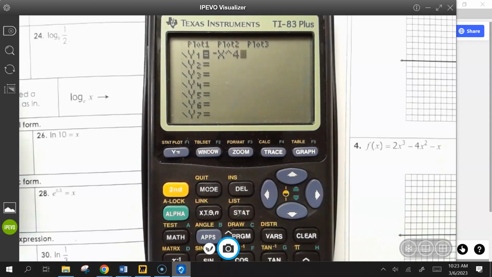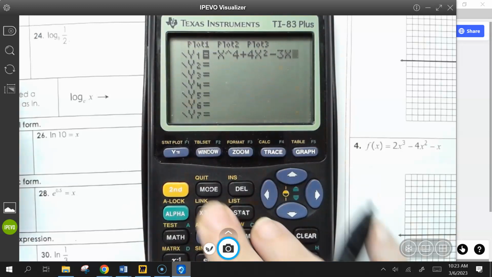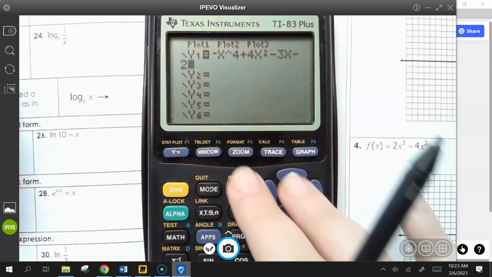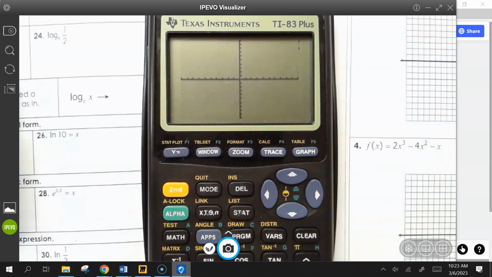All right, I got negative x to the fourth plus 4x squared minus 3x minus 2. I'm going to do a zoom 6 on it. Oh, hooray! If you start getting confused on is it a max or a min or whatever, look to see, do I ever change directions? Do I stop increasing and start decreasing or vice versa? And that'll tell you if it's a max or a min there.